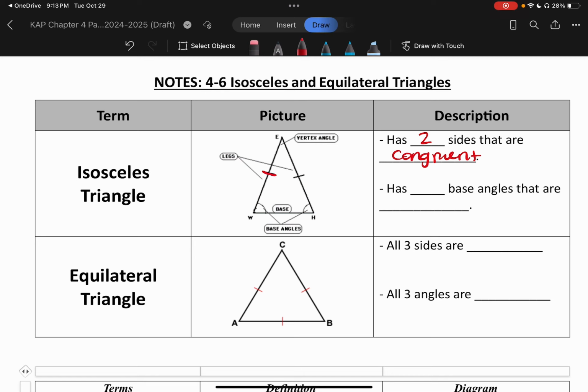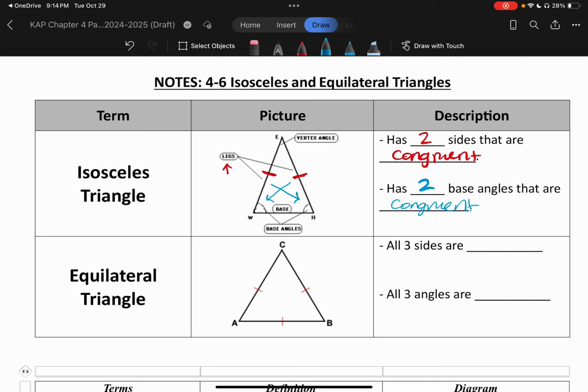These congruent sides will often be referred to as legs. These are your congruent sides. In an isosceles triangle, just to reiterate here, your two congruent sides are referred to as your legs. We also need to remember that in an isosceles triangle, we're going to have two base angles that are congruent. And the location of these base angles is always going to be across from your congruent sides. So these base angles will always be across the legs of your isosceles triangle, and those base angles must be congruent if it's isosceles.